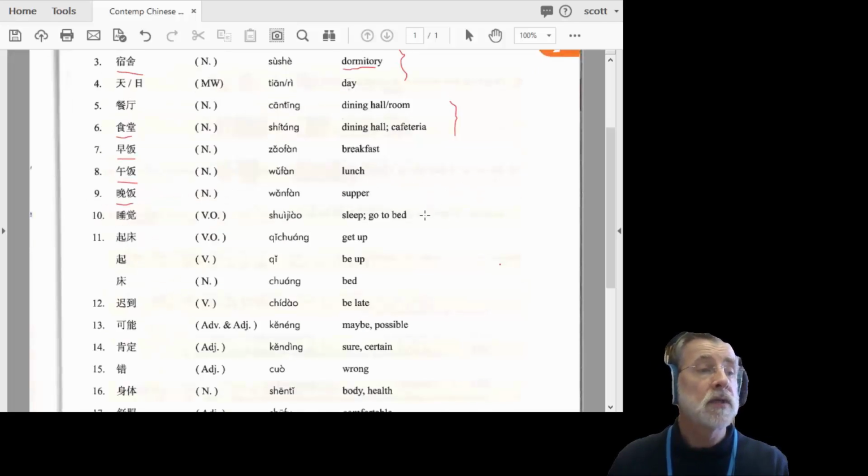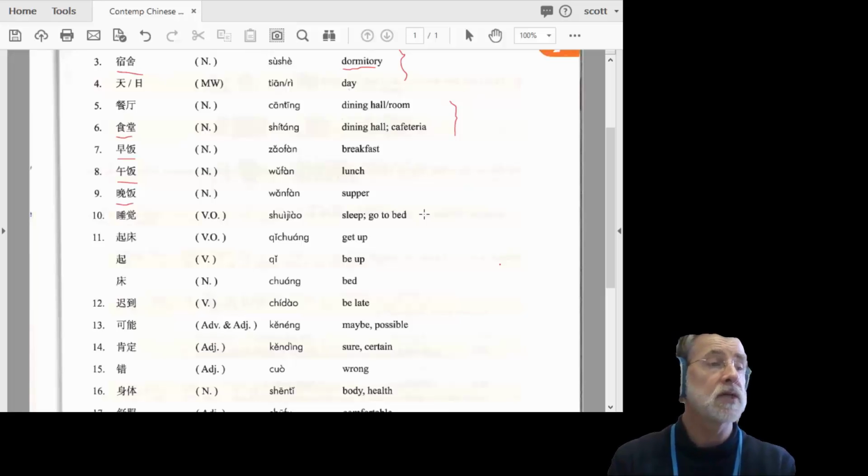Next one, to sleep or to go to bed, is the verb 睡觉. 睡觉. And it's important to note with verbs like 睡觉, there are two kinds of verbs. There are verbs which are made up of two characters that are both themselves verbs.